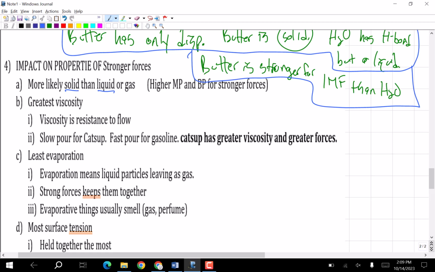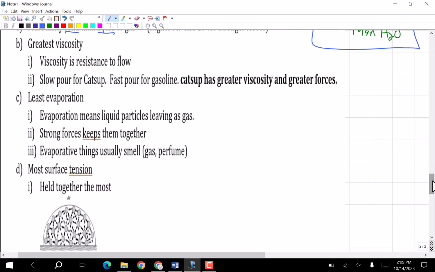Okay? The strongest forces have the least evaporation. Evaporation means the liquid particles leave as a gas. Strong forces keep them together. Evaporative things usually smell like gasoline or perfume. If I spill gasoline on the floor, I smell it. And if I spill perfume, I smell it. That means it's evaporating. Okay, but if I spill syrup, you have to clean it up. It won't evaporate away. It has stronger forces.